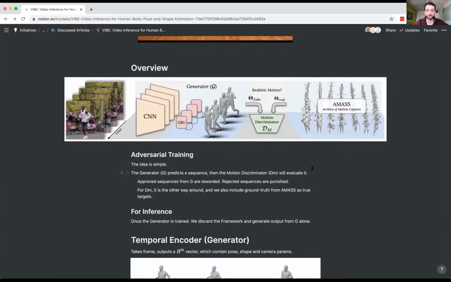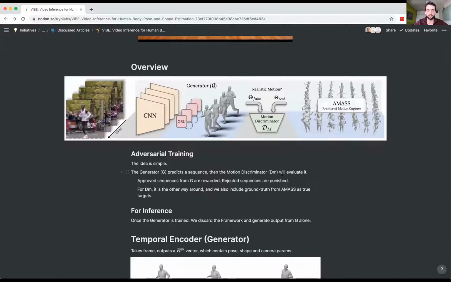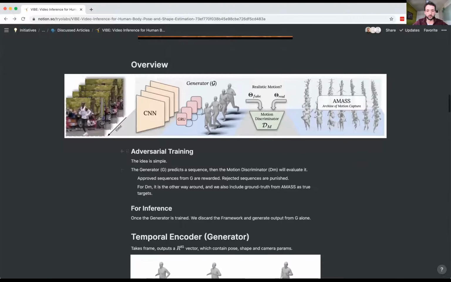And because of this cool dataset, what they were able to do is adversarial training for this model. What that means is that we'll also have a motion discriminator that will tell us if the sequence of motions that we give it is either fake or real. The cool thing about that is that we'll be able to train the generator with a lot less data, because we only need to care about having a good motion discriminator.